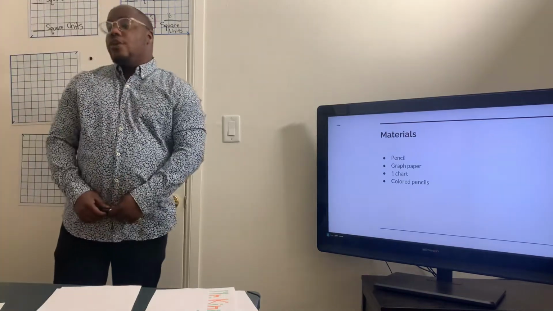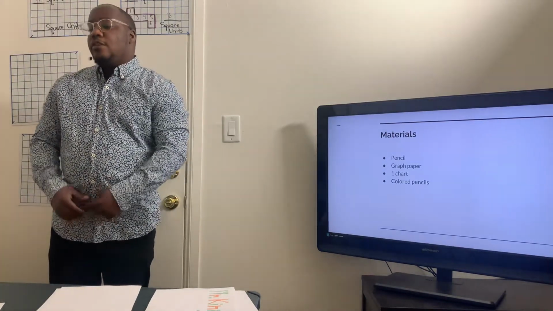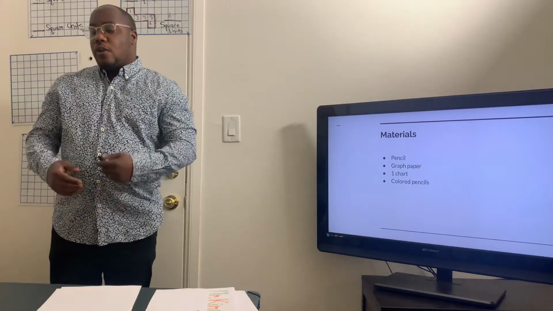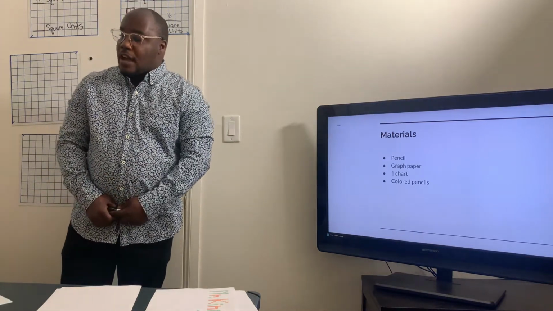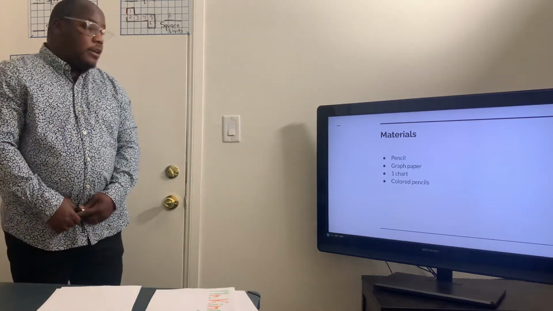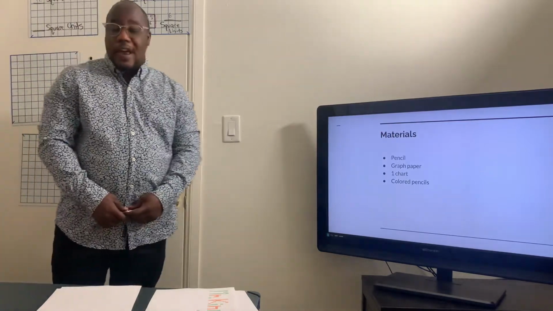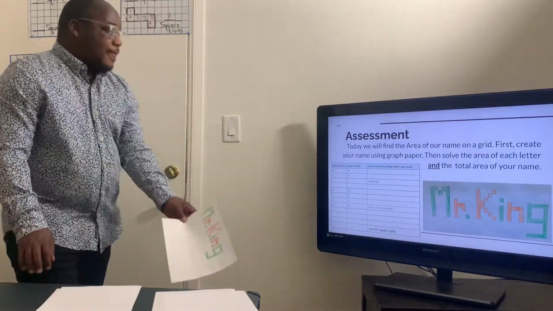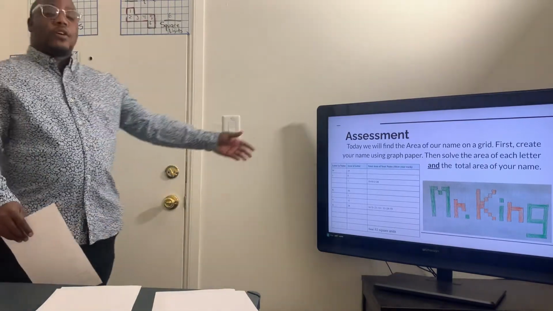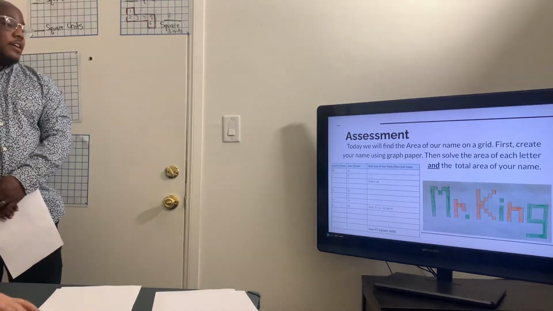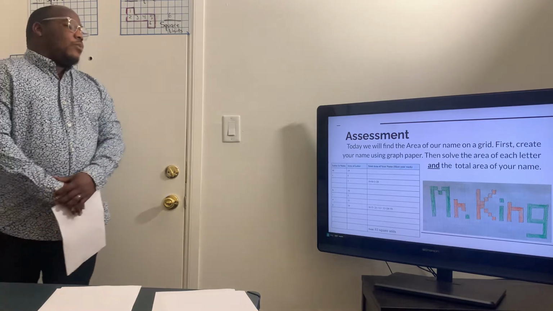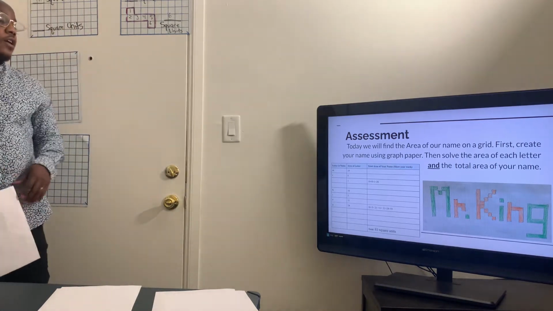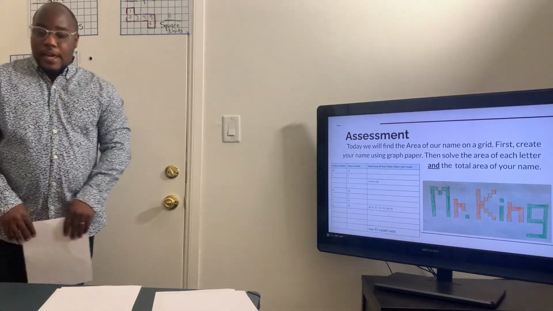And we're using colored pencils once we're done. So if you're working really fast and you're done with the assignment and we have extra time, we can color it, okay? But everyone needs to take their time with this assignment. So now, for this assignment, we're going to do our assessment. Today, we will find the area of our name on a grid, okay?